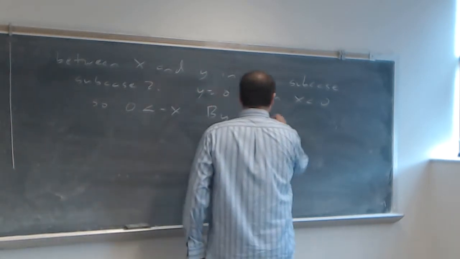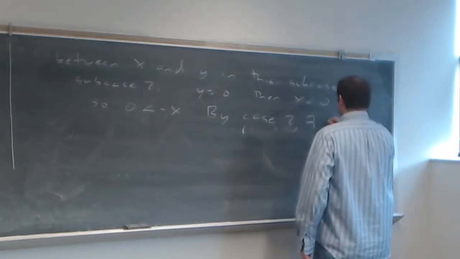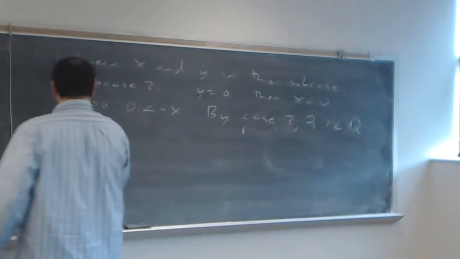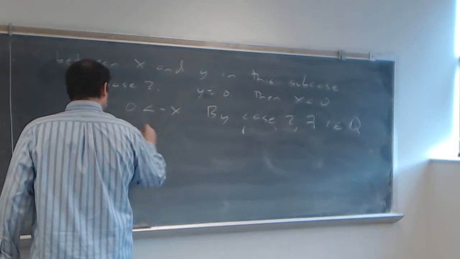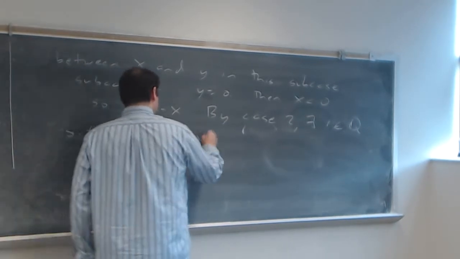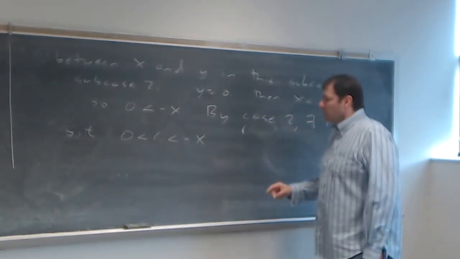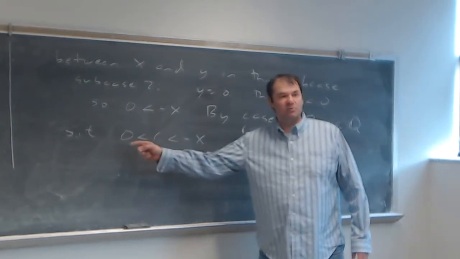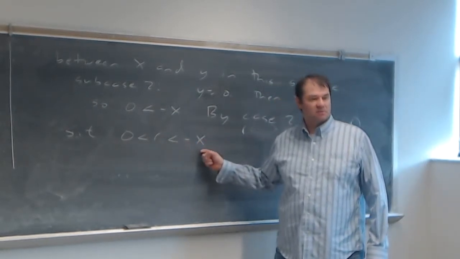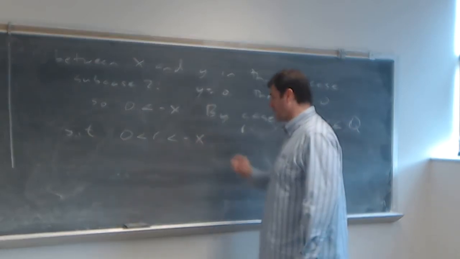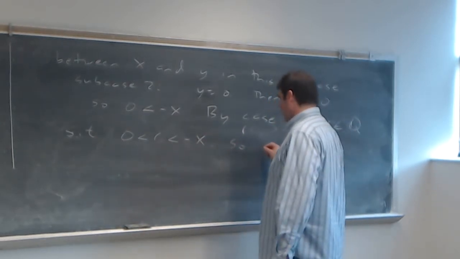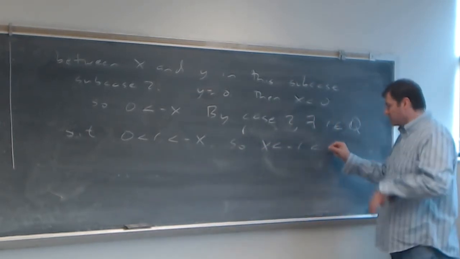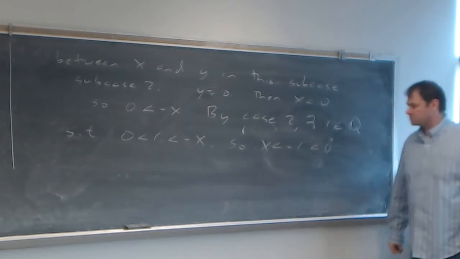By case 2, there exists a rational number, so r an element of Q, such that 0 is less than r is less than minus x. But I want to get something between x and y. Right now, I have something in between 0 and minus x. So if I'm multiplying everything by minus 1, what I get is x is less than minus r, which is less than 0. This is playing the role of y.